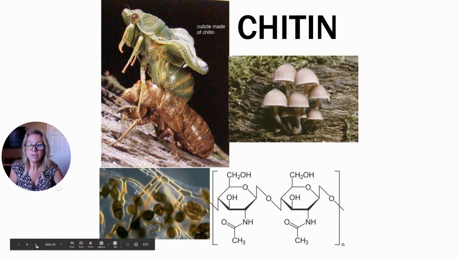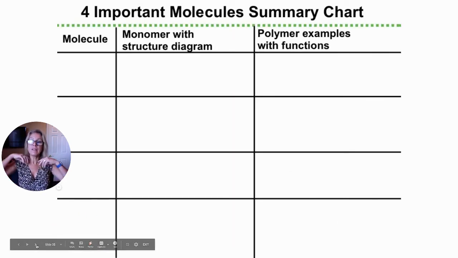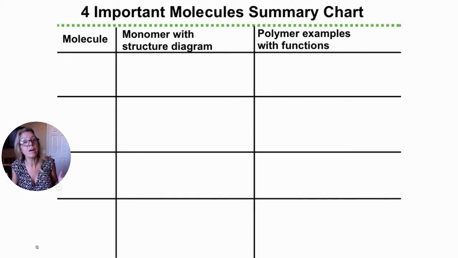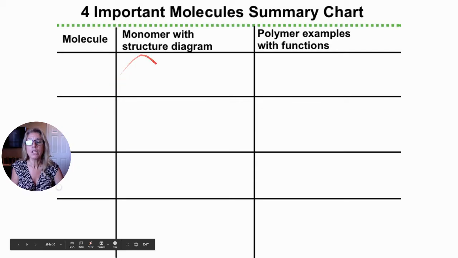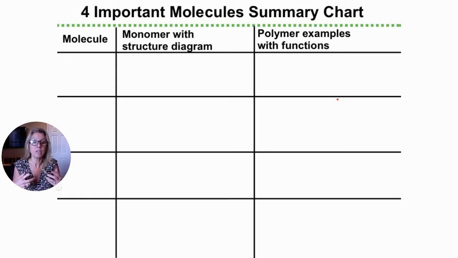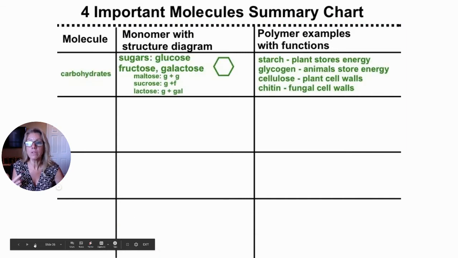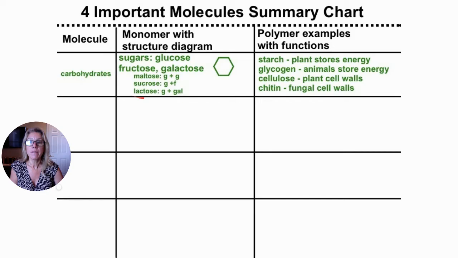Continuing on, this might be a really good way to use a piece of paper now in our distance learning: use a piece of paper and make this chart. You would name the molecules, then do a simple monomer with a structural diagram, and then polymers and their functions. You can absolutely print out mine. I have completed all of these, but the real benefit would be if you could remember how to do this on your own. Here, I would put carbohydrates, then show that the monomers are sugars. The monomers that we need to know are glucose, fructose, and galactose.